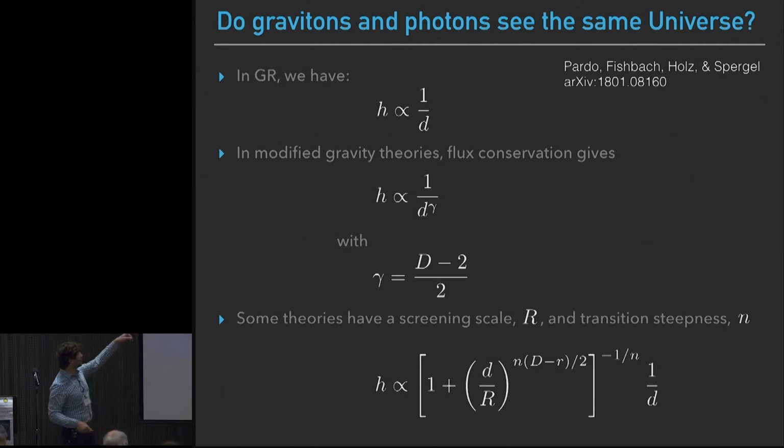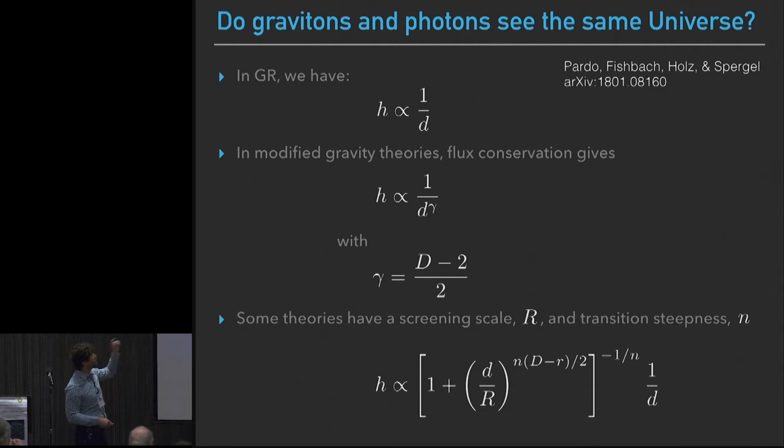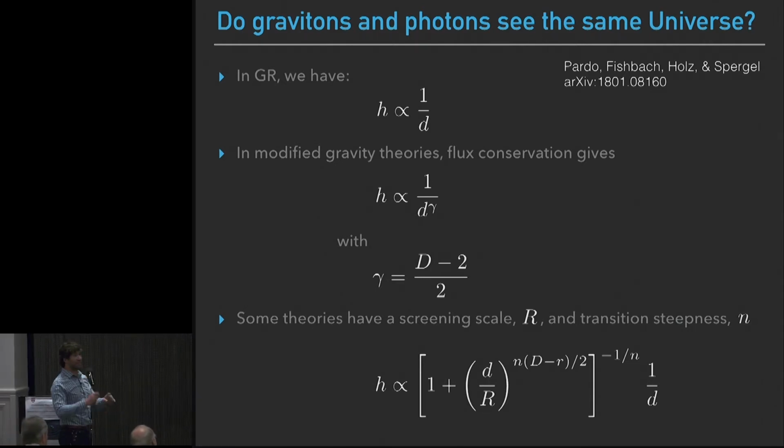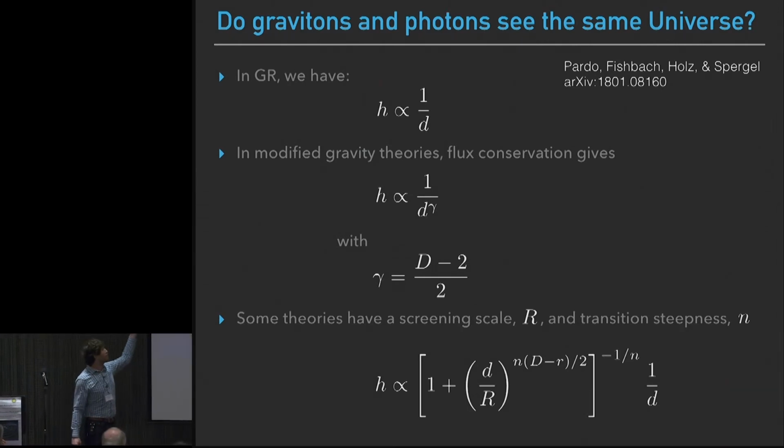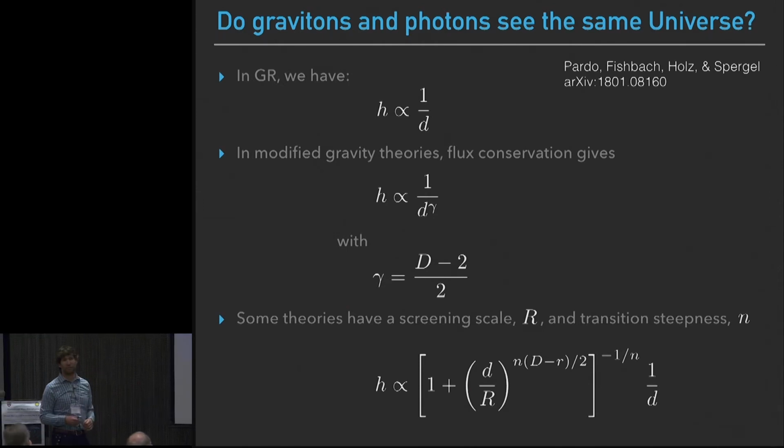I should say this is a paper with Chris Pardo, who's a graduate student at Princeton, Maya Fischbach, a graduate student with me, and Dave Spergel. I think it's just very elegant. It's nice to be able to do this sort of science, where you say, okay, in GR, the strain just goes as 1 over distance. If there are extra dimensions, the strain should go as something like 1 over distance to the gamma, some other power, where gamma is given by (D minus 2) over 2, which is just a sort of flux conservation type of argument. That's the general form.